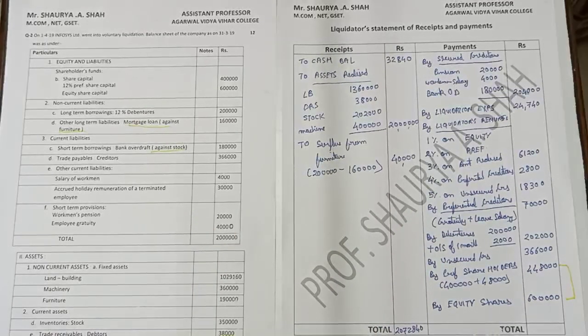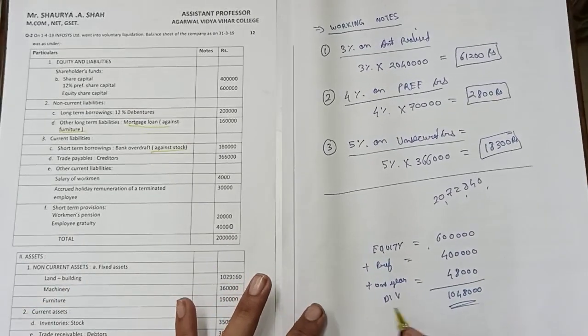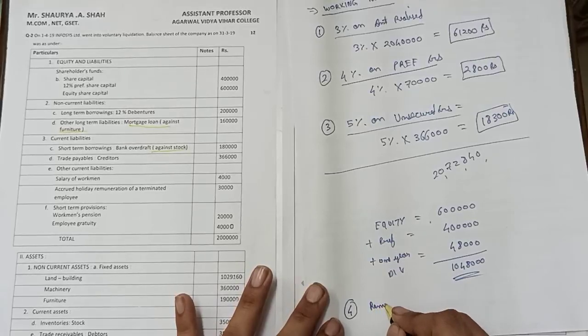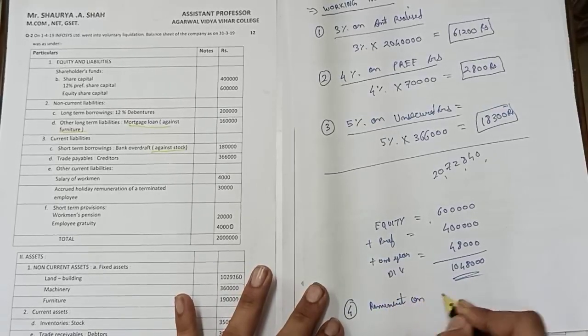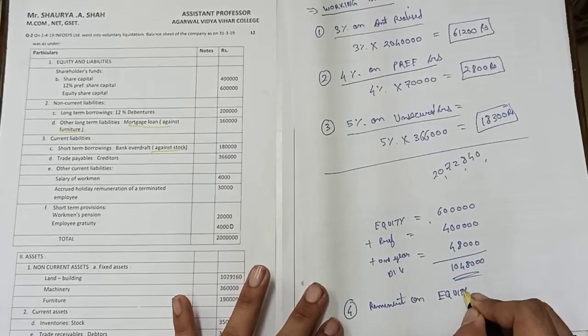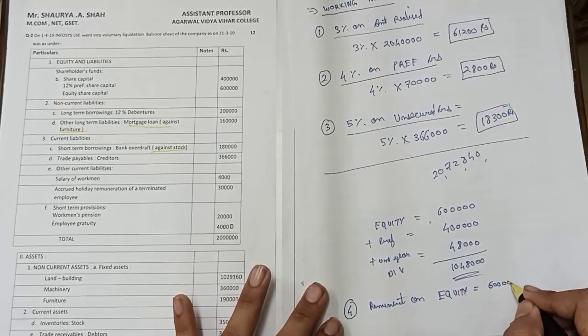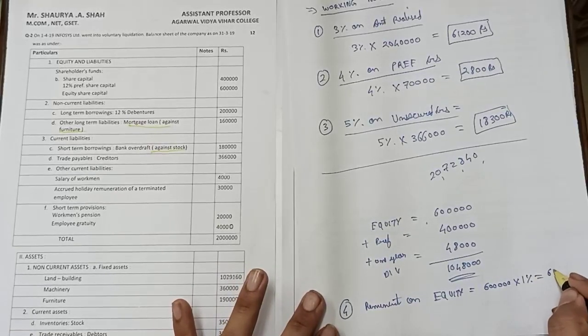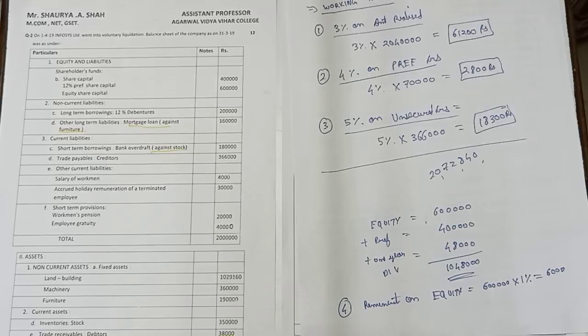So what I'll do is I will calculate in the working notes the remuneration on equity, which is 6 lakh into 1%. That gives me the amount of how much, students? 6,000, right? 6 lakh into 1% gives me 6,000. So I know at least I need to pay the 6,000 amount as liquidator's remuneration, and if any surplus is left, then we need to pay on that also.